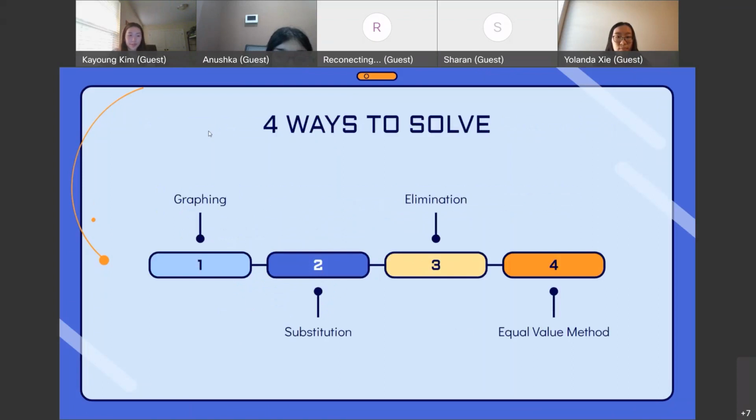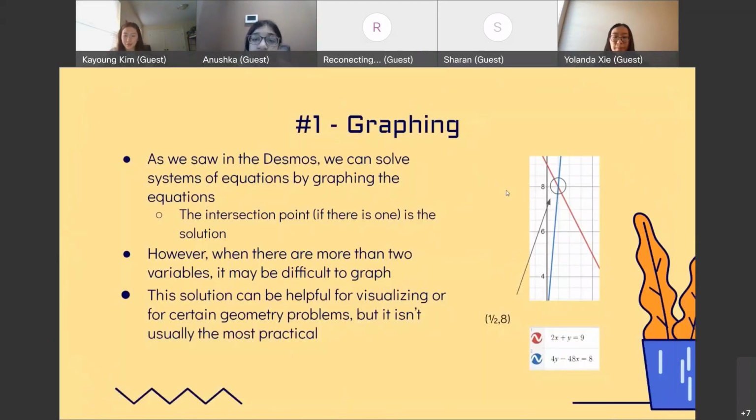So there are four main ways to try and solve systems of equations. And what I mean by solving is that, like we did on the Desmos, we are trying to find a point that would make all of the equations true. So you can graph it like we did. You can use substitution. You can use elimination, and then the equal value method. So Yolanda's going to do the first two.